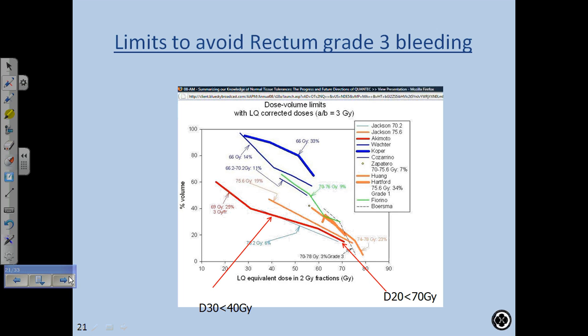So this is an example here. D30 less than 40 gray to the rectum. So 30 is here, 40 gray is here, something like that. Well, it's close to that. But the dose constraints come from data like this, from these researchers.